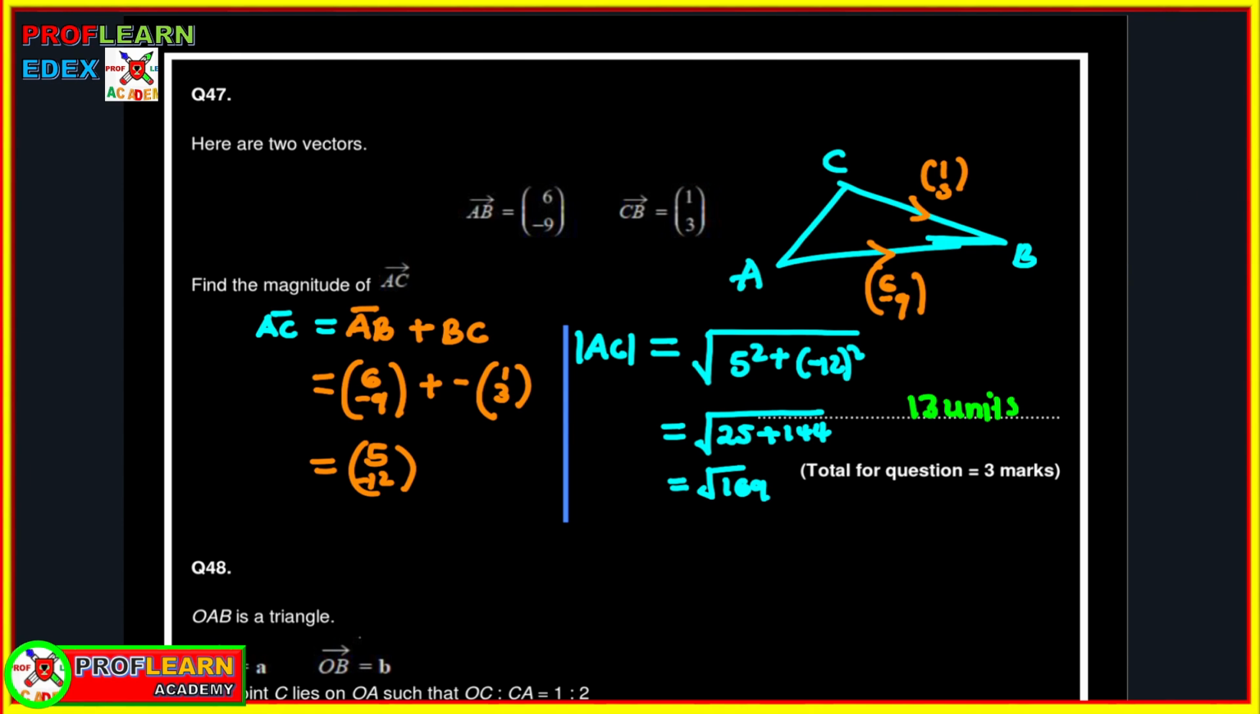Remember, when you're finding the magnitude of a vector, if you have a vector x, y, if AB is a vector x, y, then the magnitude of this, the length of AB vector, we are going to call it magnitude of AB, is going to be the square root of x squared plus y squared. Don't forget that.